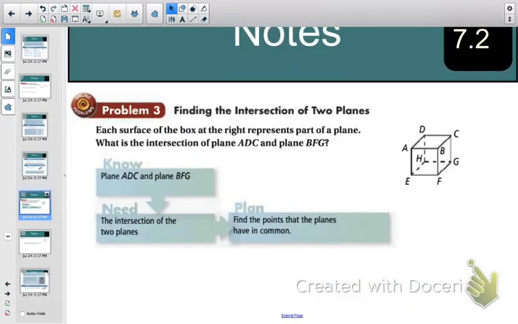Okay, so looking at this, it says each surface of the box represents part of a plane. What is the intersection of plane ADC and BFG? So ADC is the top plane up here.